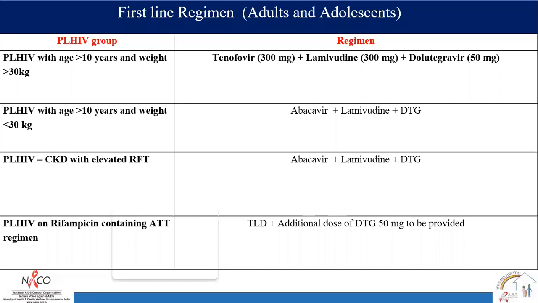But if weight is less than 30, just a small modification. Tenofovir is replaced by abacavir. At least the first 2 is enough for you. If the first line regimen fails, we have something called second line regimens where the other drugs come.